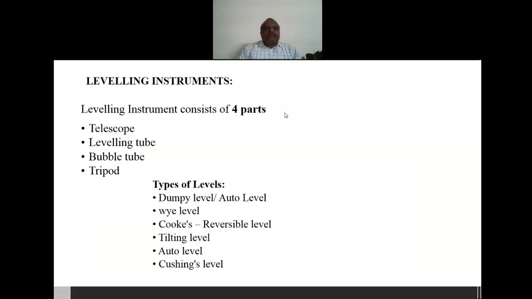We'll move on to the leveling instrument. Instruments commonly used in leveling are the level and the leveling staff. The leveling instrument consists of four different parts: telescope, leveling head, bubble tube, and tripod. Different types of levels used in leveling or surveying work are dumpy level, wye level, reversible level, tilting level, auto level, and cushing level. We will discuss the auto level or dumpy level.